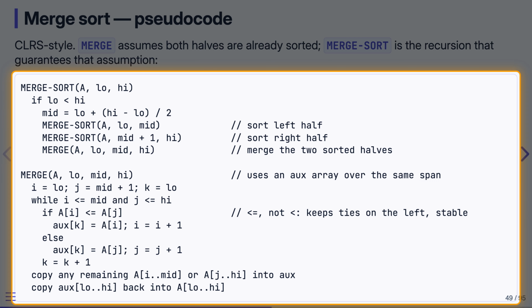Now look at merge. It uses three cursors. I starts at low and walks the left half. J starts at mid plus 1 and walks the right half. K writes into the aux array.